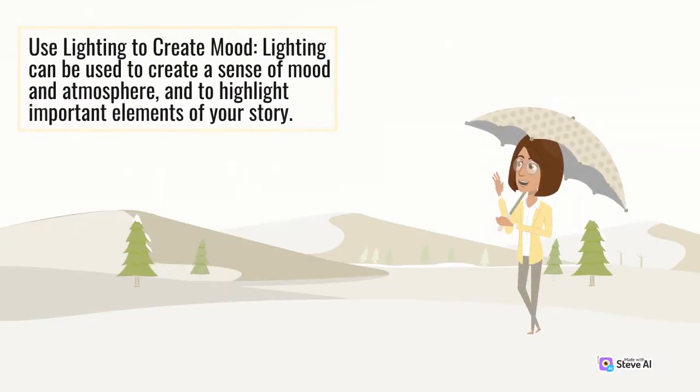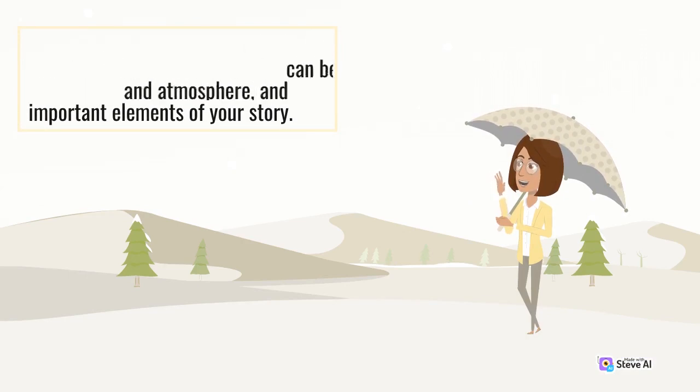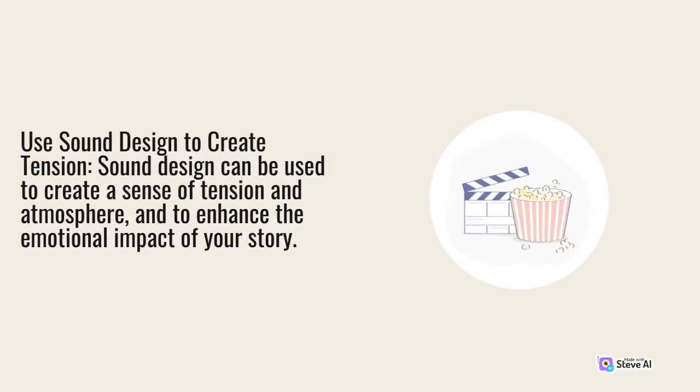Use lighting to create mood. Lighting can be used to create a sense of mood and atmosphere, and to highlight important elements of your story. Use sound design to create tension. Sound design can be used to create a sense of tension and atmosphere, and to enhance the emotional impact of your story.